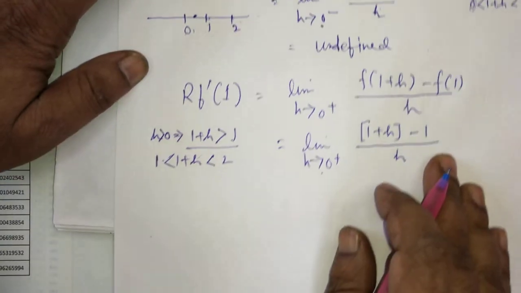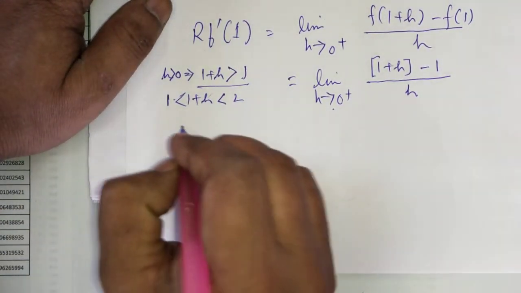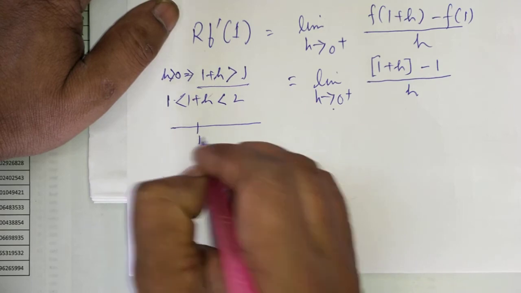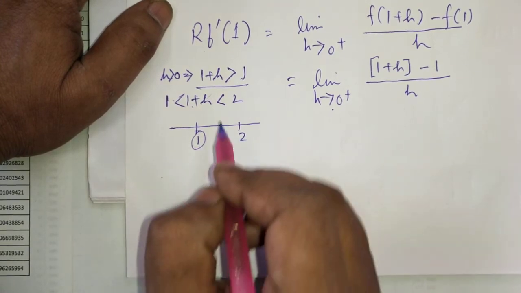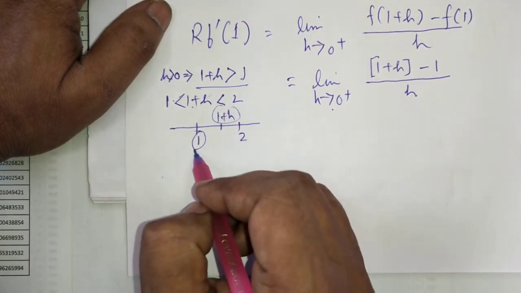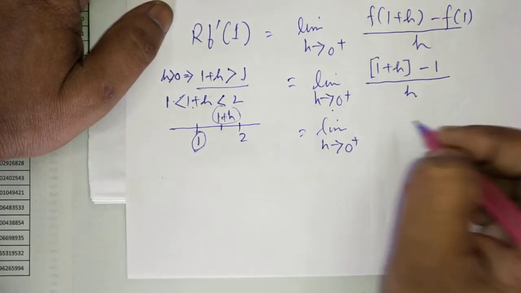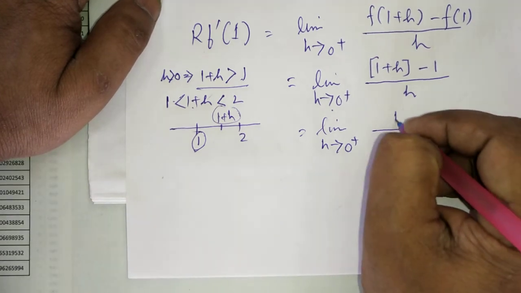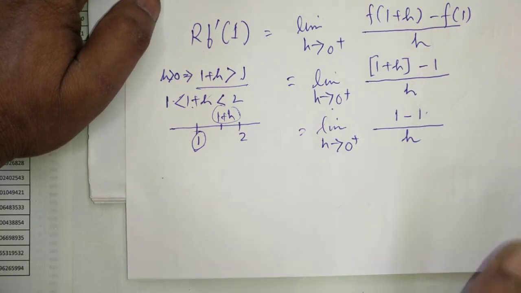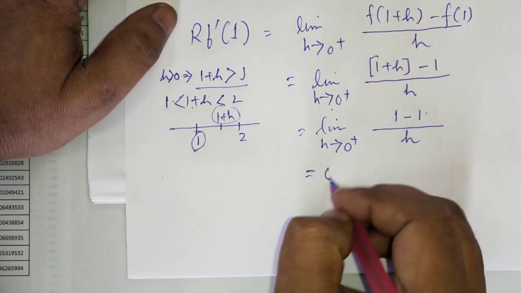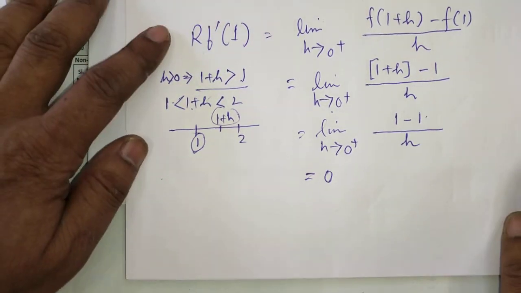So go to the number line again. What you will see, this is your number line, this is your 1, this is your 2, and 1 plus h is in between that. Therefore box का box 1 plus h here, तो उसका box क्या होगा, 1 होगा. So limit h tends to 0 plus, this is 1, this is 1, divided by h. And here see 1 minus 1, 0, 0 by anything, whatever be, it is 0. So limit is 0. So left hand derivative does not exist and right hand derivative is 0.